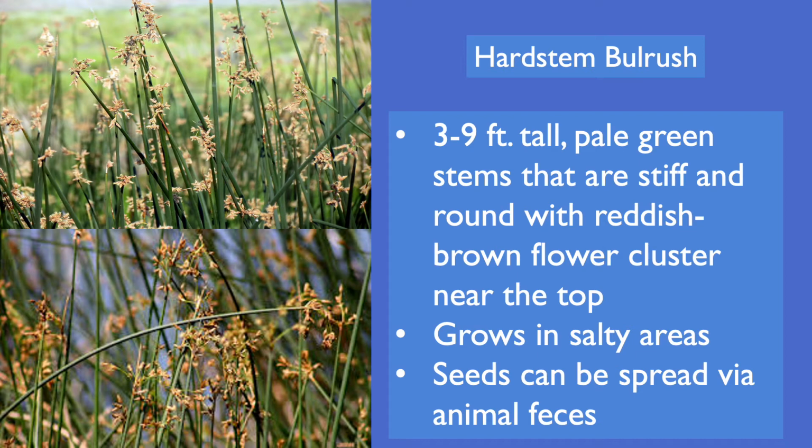Hardstem bulrushes have 3 to 9 feet tall, pale green stems that are stiff and round with a reddish-brown flower cluster near the top. They are generally found in areas of standing shallow water between 4 inches to 5 feet deep. They also like to grow in salty areas. Waterfowl feed on seeds and use stands for nesting. In Utah, they are very important for heron and egret nesting cover. Seeds are generally dispersed through animal digestive systems, meaning that an animal will eat the seeds and then poop them out at a different location.